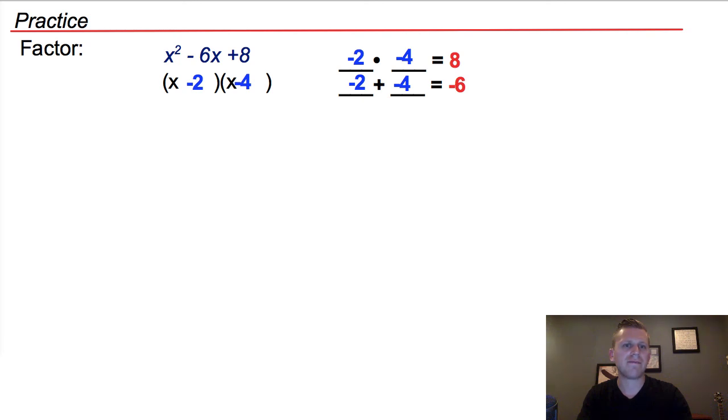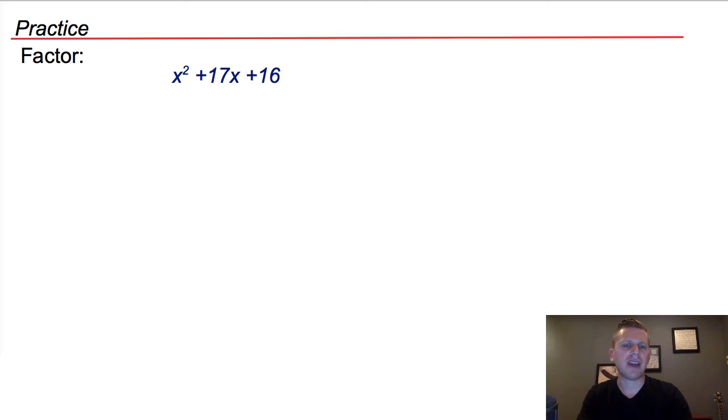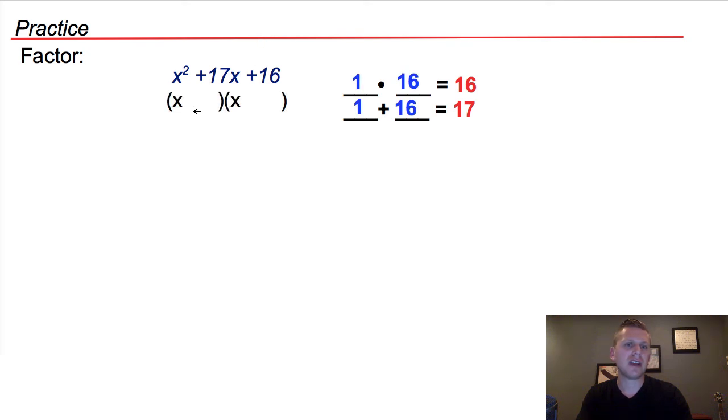Last example. See if you guys can factor this trinomial expression. Here I need two numbers that multiply to 16 and add to 17. Those numbers are 1 and 16. Place those numbers in this binomial product, so you have x plus 1, x plus 16.